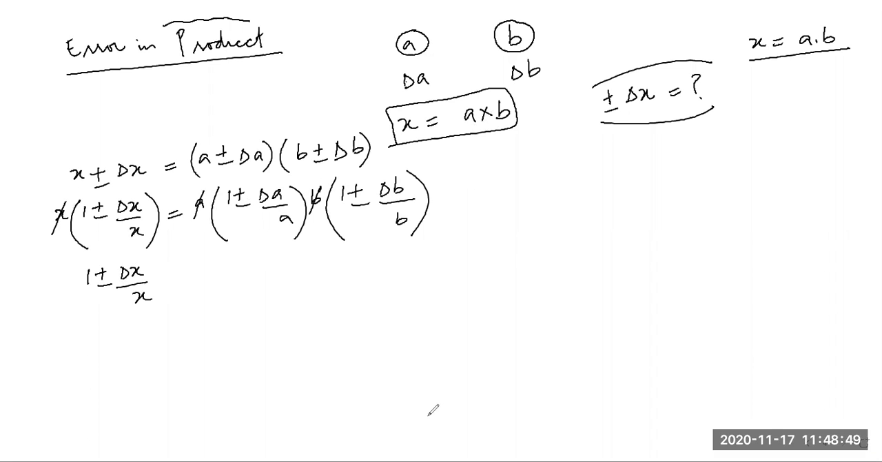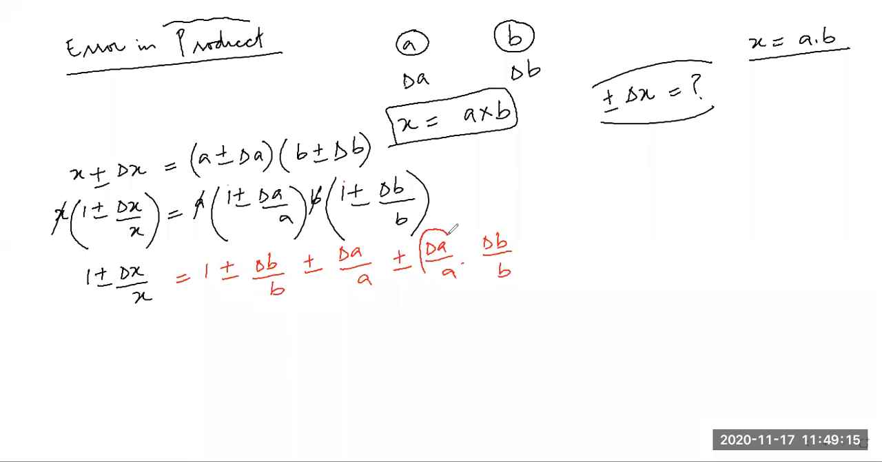Let me change the color. Would be equal to, please multiply all. First 1 with 1, 1. Then 1 with this. So it will be plus minus delta B by B. Then this one with 1. So plus minus delta A by A. Then this one with this B. So it will be plus minus delta A by A into delta B by B.